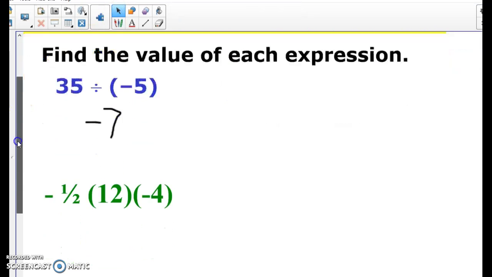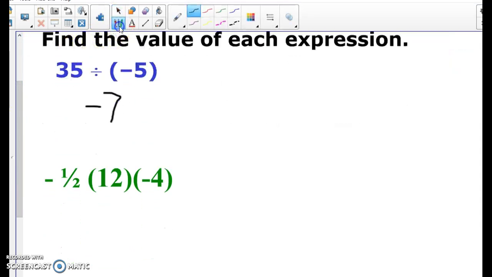Here is where the rule gets a little blurry. Since I have two negative signs, they're going to cancel out, so it's really going to be a positive. So I get a positive times a positive, so I know my answer is going to be positive. I'm going to do this part first since it's a lot easier to multiply. So half of 12 is 6. 6 times 4 is 24.